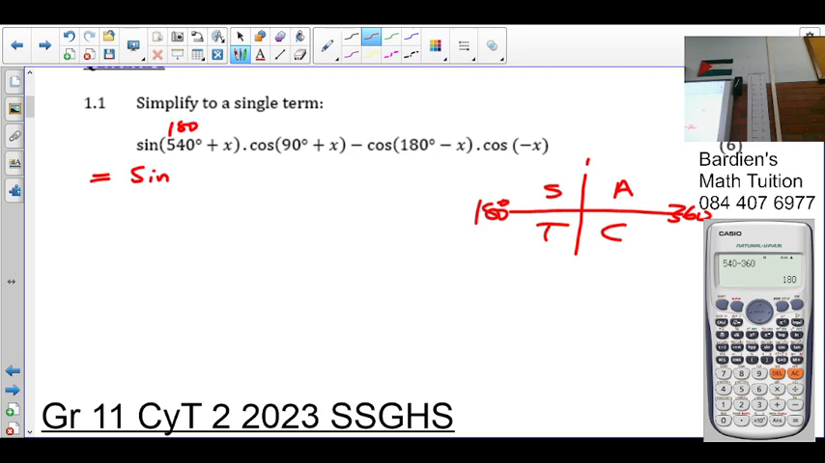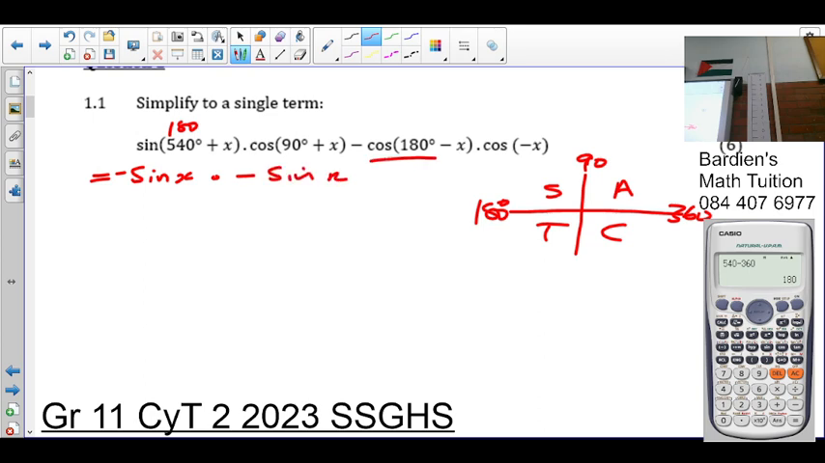Which quadrant is that in, people? Third quadrant. Sine is negative. So it's negative sine x times cos of 90 plus x. Which quadrant is that? Second quadrant. Is cos positive or negative? Negative. What changes to? Sine of x.